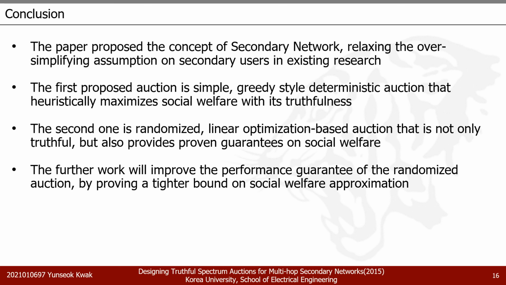In conclusion, the paper proposed the concept of secondary network, relaxing the oversimplifying assumption on secondary users in existing research. The first proposed auction is a simple, greedy-style deterministic auction that heuristically maximizes social welfare with its truthfulness. The second one is a randomized, linear optimization-based auction that is not only truthful but also provides proven guarantees on social welfare. The further work will improve the performance guarantee of the randomized auction by proving a tighter bound on social welfare approximation.